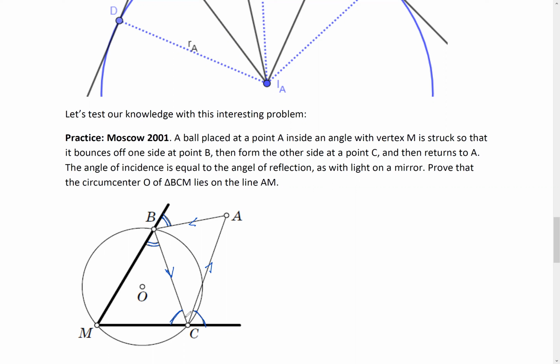All right, so if that happens, prove that the circumcenter of triangle BCM lies on the line AM. Where is triangle BCM? Triangle BCM is this one. The circumcenter of this triangle, so basically this point, the center of the circle here, lies on the line AM.